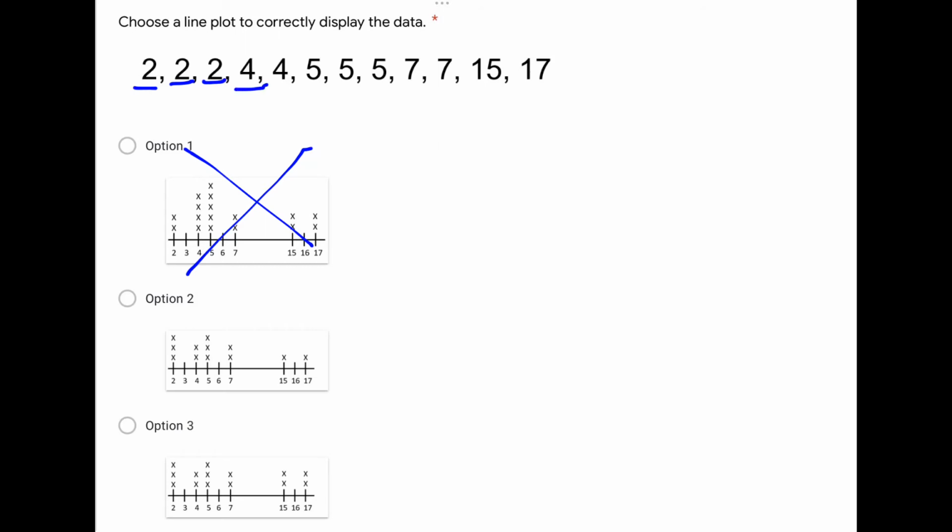And then we need 2 4s. And then we need 3 5s. And then we need 2 7s. And last, you need to figure out on your own how many 15s and how many 17s you need. Which option is correct? Option 2 or option 3?